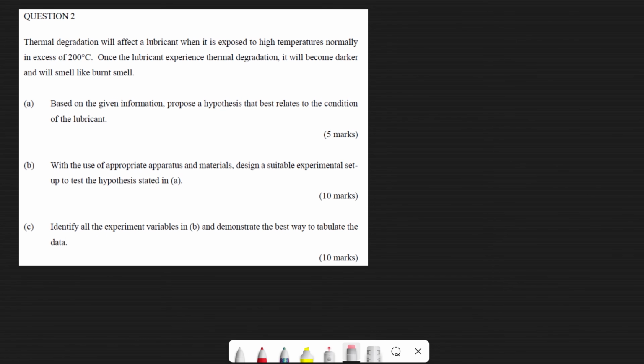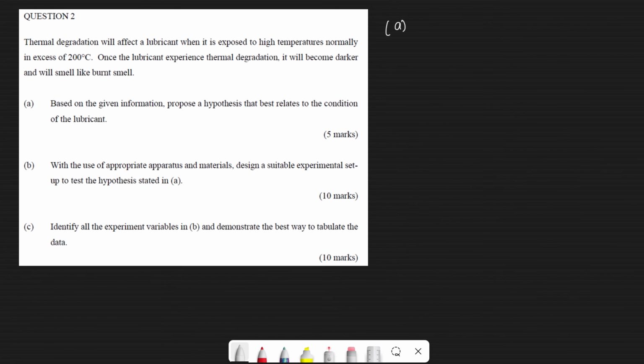Okay, let's look at question 2. In this question, a given thermal degradation will affect a lubricant when it is exposed to high temperatures, normally in excess of 200 degrees Celsius. Once the lubricant experiences thermal degradation, it will become darker and will smell like a burnt smell. Based on the given information, propose a hypothesis that best relates to the condition of the lubricant.